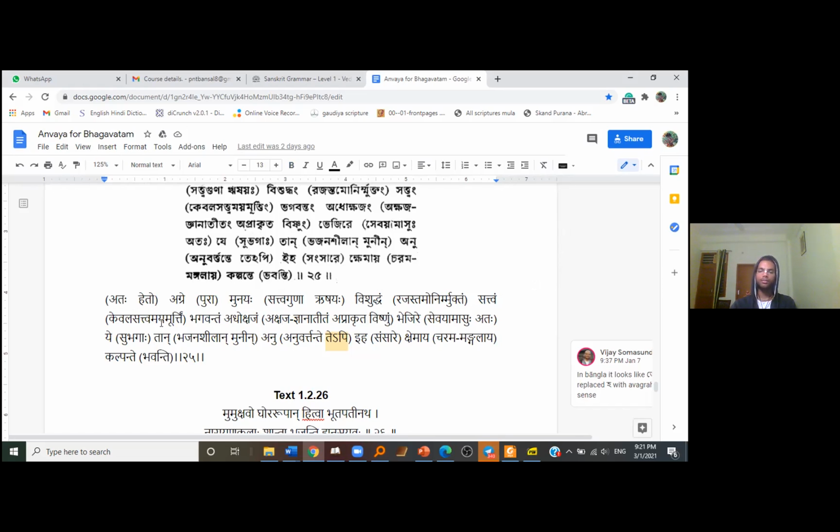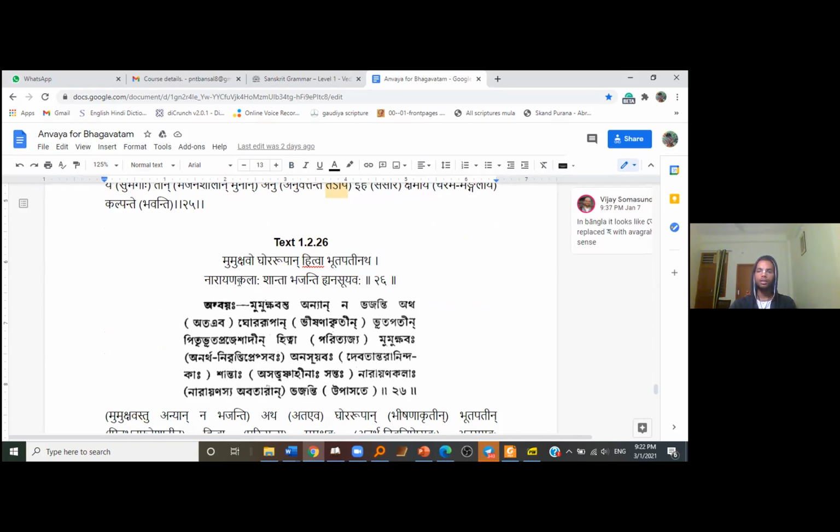Bhejire sevayamasu. Ataha, therefore, those fortunate souls who follow, anuvartante, these munis who were bhajana shilan munim, they become eligible for the parama mangala, charama mangala in this world. Just by following these rishi munis, the fortunate souls, the sukritivan jivas, become eligible for the ultimate auspiciousness in this life, and what to speak of the next life.